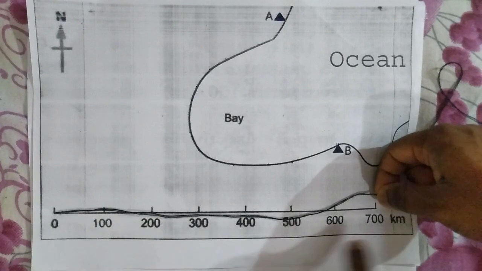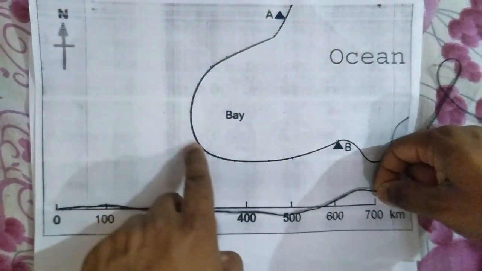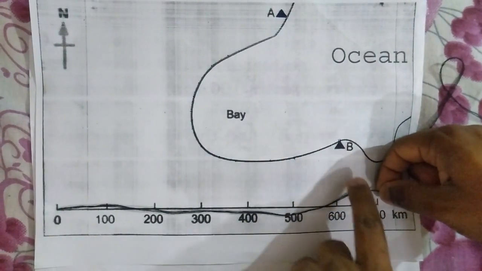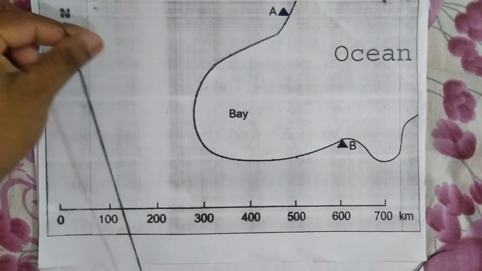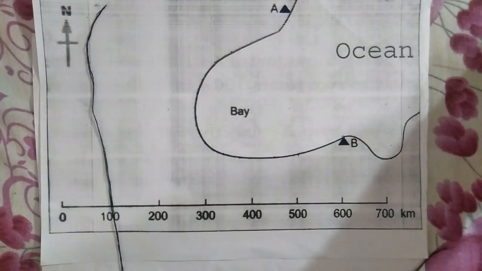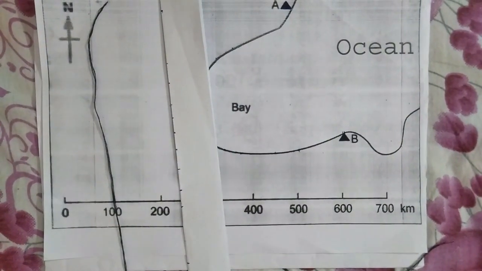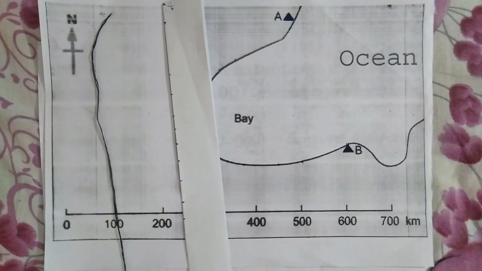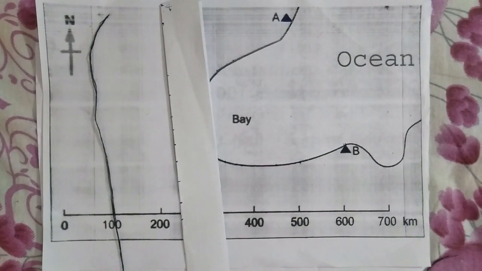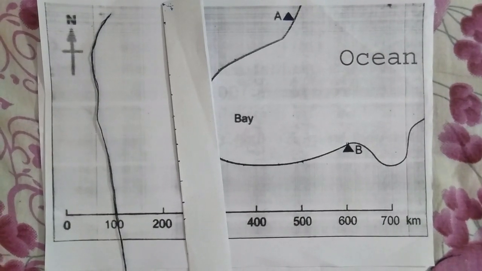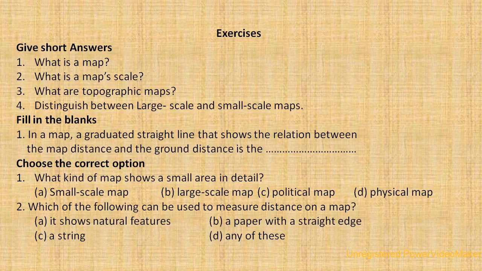So that means the distance between mountain A to mountain B is 700 kilometer. These are the two methods: one is with the help of a thread, another one with the help of a paper strip. These are the two methods used for measuring distance over a curved line. I think all of you understood the methods. Practice it at home with some exercises.